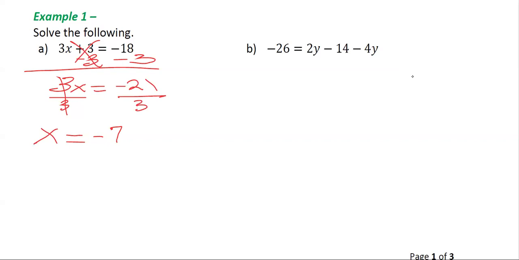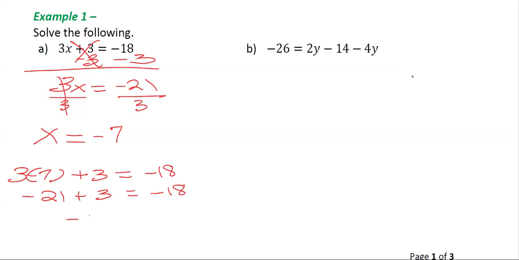Now, if we want to check to make sure we have a true solution, we're going to take our original equation and plug in what we found for x. So I got 3 times -7 is -21, plus that 3. Does it equal -18? Yes, it does. So we're good. True solution.